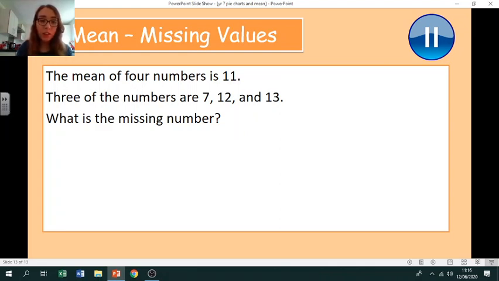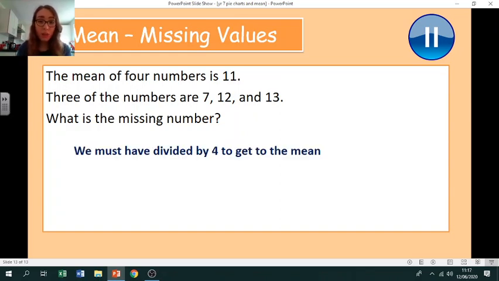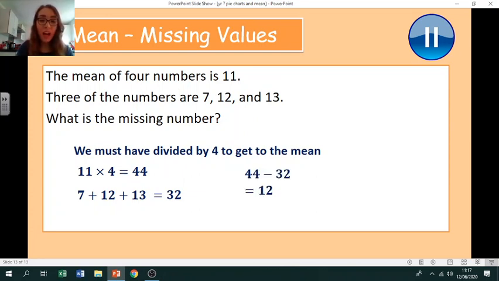So we added them up and then divided by 4 to get 11. So you can reverse that. 11 times 4 is 44. So those numbers had to add up to 44. We've already got 3 of those numbers. 7 add 12 add 13 is 32. So we can take that away from 44 and you should get 12. So that missing number was 12. Massive well done if you've got that.